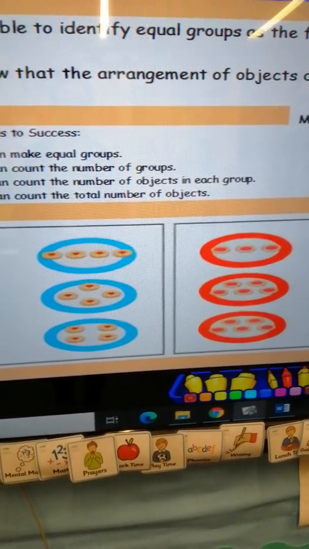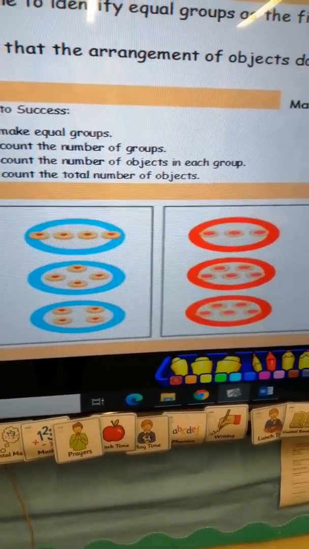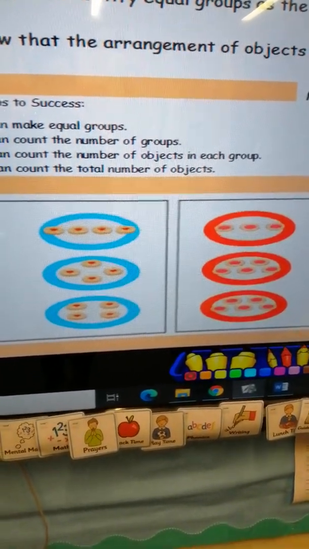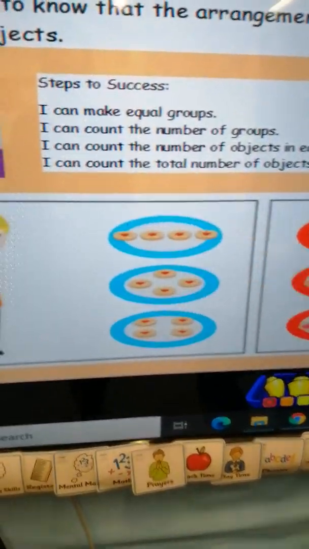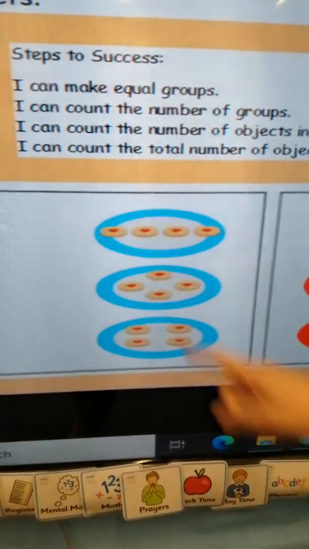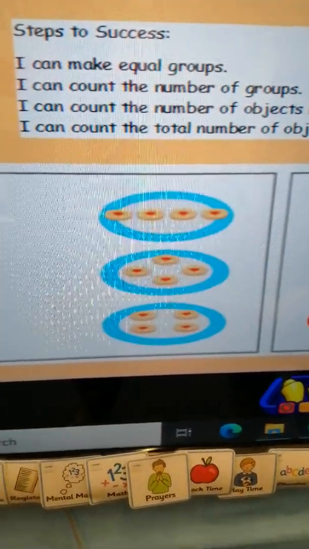What does the word equal mean? Equal means the same, doesn't it? The same size. Now what you'll notice about this little girl is that she's got 4 in a row here. She's got 4 kind of in a circle going around the plate, and here she's got 4 in rows. But the amount that's on the plate is the same.